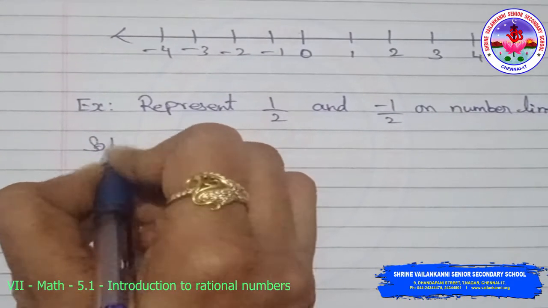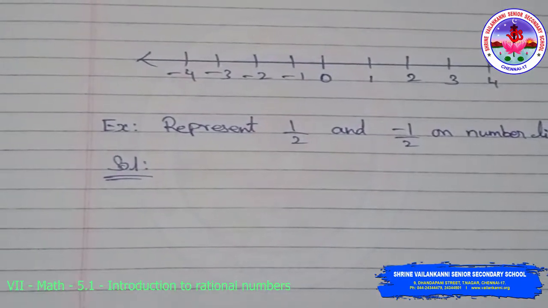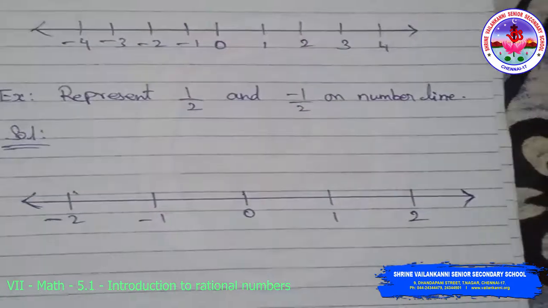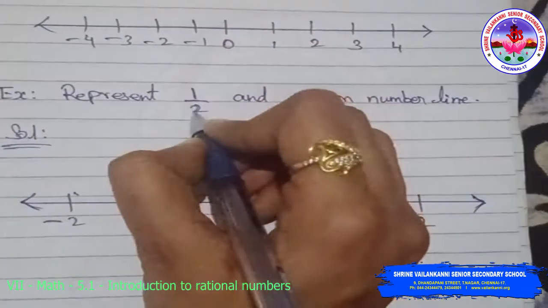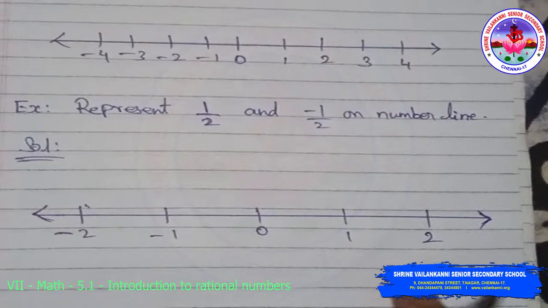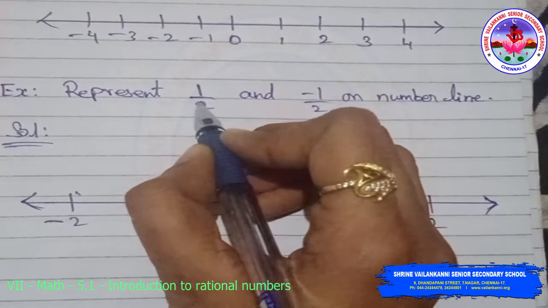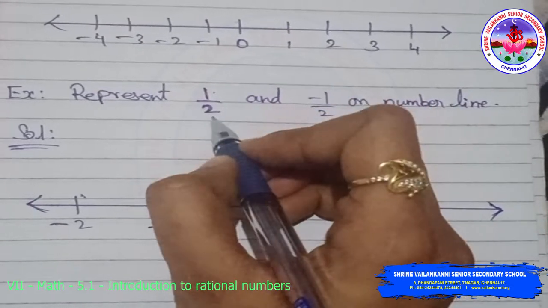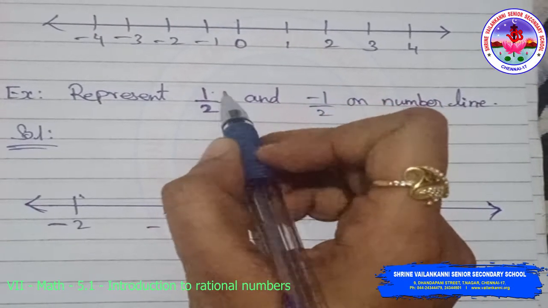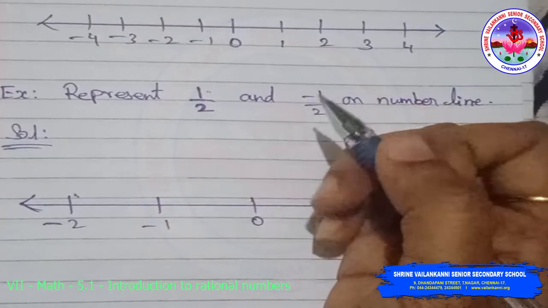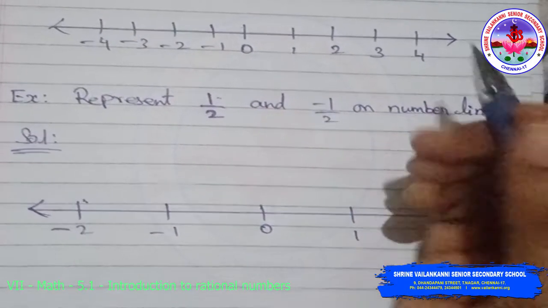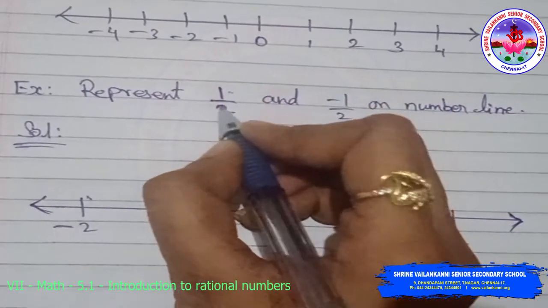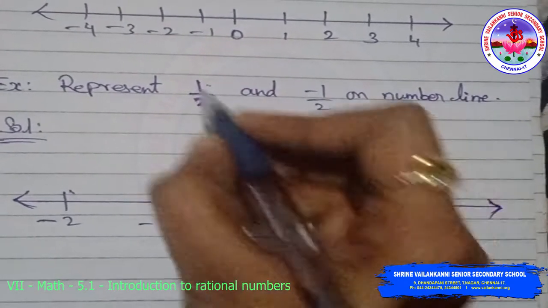Solution. First draw the number line. How will you find the rational numbers on the number line? First check the values. Here the positive value is 1 by 2. The numerator is 1 and the denominator is 2. First check whether the numerator is greater than the denominator. Here the denominator is greater, so you can split between 0 and 1.